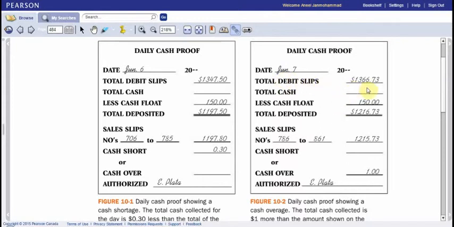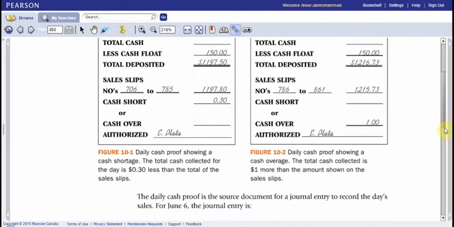Now, once we have all our money, again, we subtract 150 because that's what we want to leave in the cash register. That's what we started out with. That's not the money we got from customers. That's the money we started out with. Now we're left with this. And how much should we have had, based on all the sales slips, was 1,215. So now you see we're over $1. Someone just accidentally gave us an extra loonie, or this business an extra loonie, so we're over.